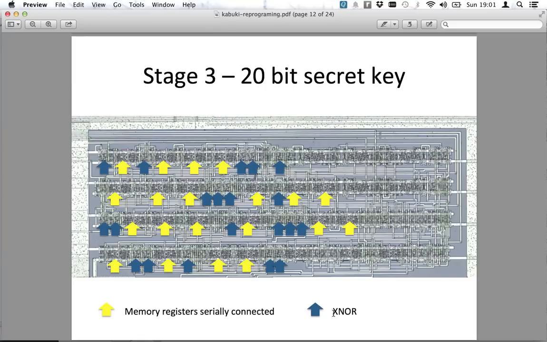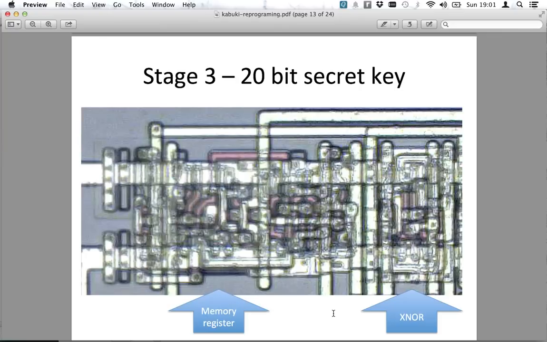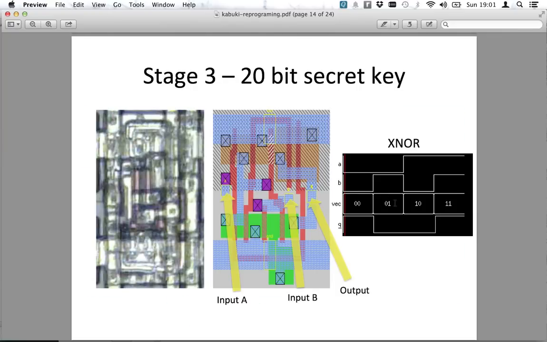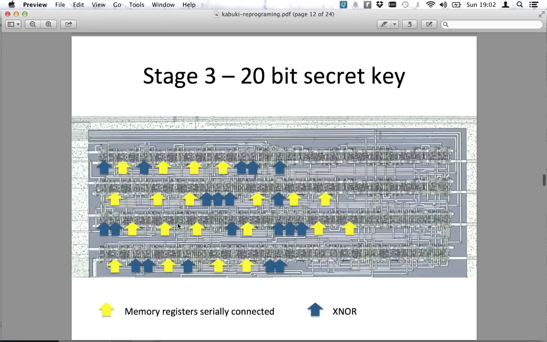20 XNORs. And if you know what an XNOR is, let me show you. It's basically a Boolean operation, which is the negation of XOR, which is another operation, right? And this is the electrical characteristic of it. So if you have both inputs low, you will get a high. If only one of the inputs is high, you will get a low. And if both inputs are high, you'll get a high. This is the XNOR, as I'm sharing with you here.